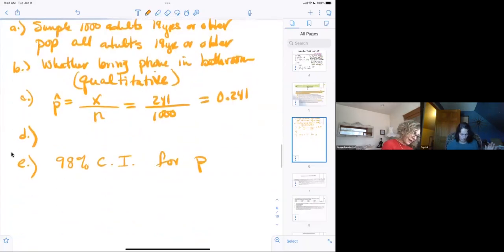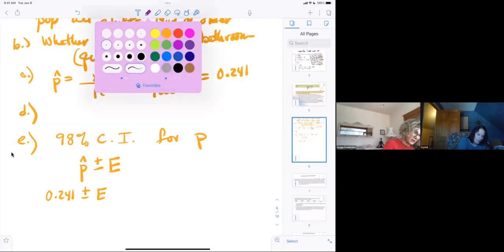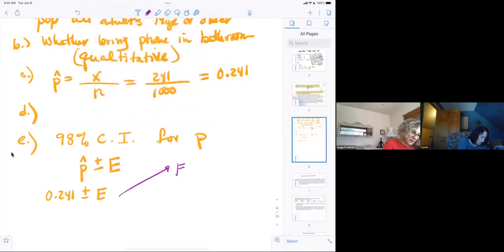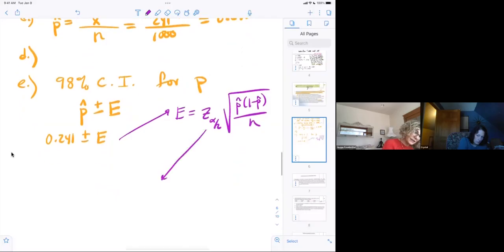Okay, so because I'm looking at a confidence interval for proportion, my goal is to find P hat plus or minus the error. P hat, we already found above in part C, so 0.241 plus or minus this error. So now I need to construct the error. The error is my critical value, Z sub alpha over 2, times the square root of P hat times 1 minus P hat over N. So I need to find Z.